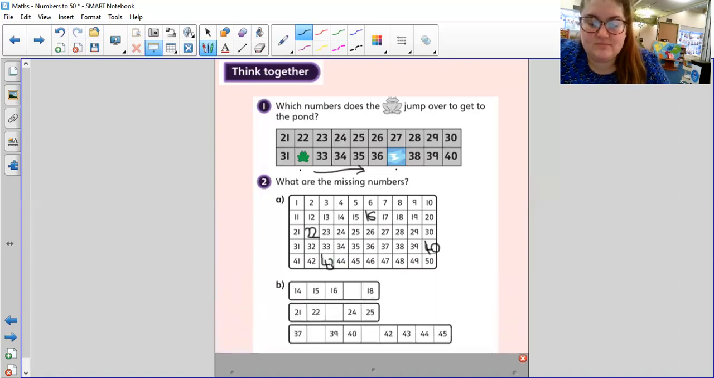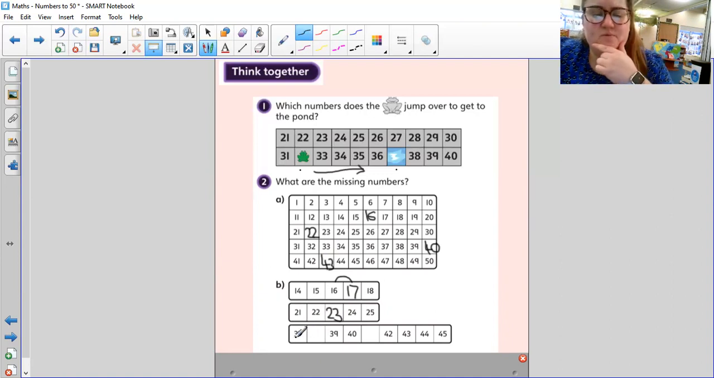And let's look at this one. We've got some more missing numbers to fill in. 14, 15, 16. 1 more than 16 is 17. Let's look here. 21, 22. What's this missing number? It's 1 more than 22, but it's 1 less than 24. It's 23.